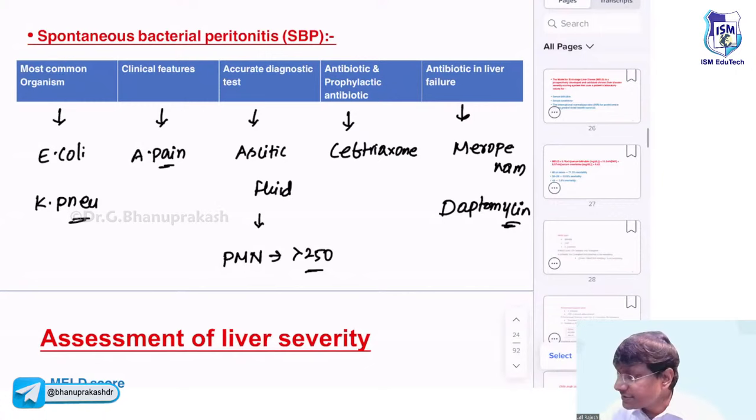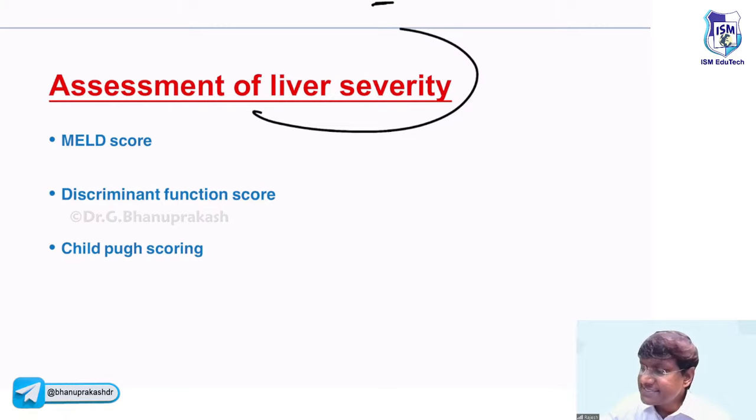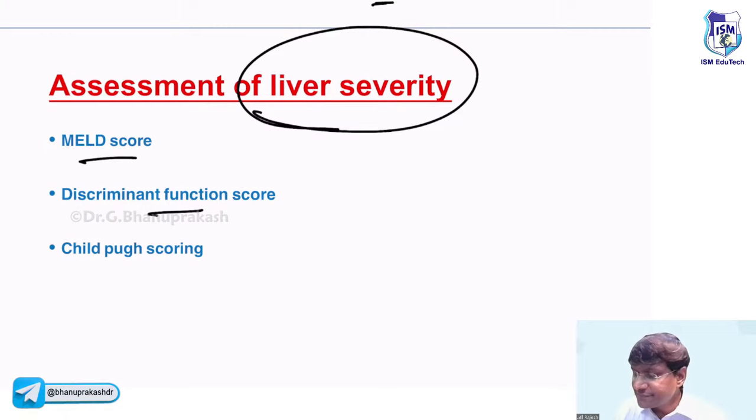And in patients with cirrhosis of liver or liver cell failure, very importantly asked with questions many times is the assessment of the prognosis of liver cell failure. What is the scoring system we have for the assessment of the prognosis of liver cell failure? It is the MELD score, DF score, and Child-Pugh score, out of which you take the MELD score. What has been asked very frequently with these particular scores is the parameters which will be there in the scoring system.